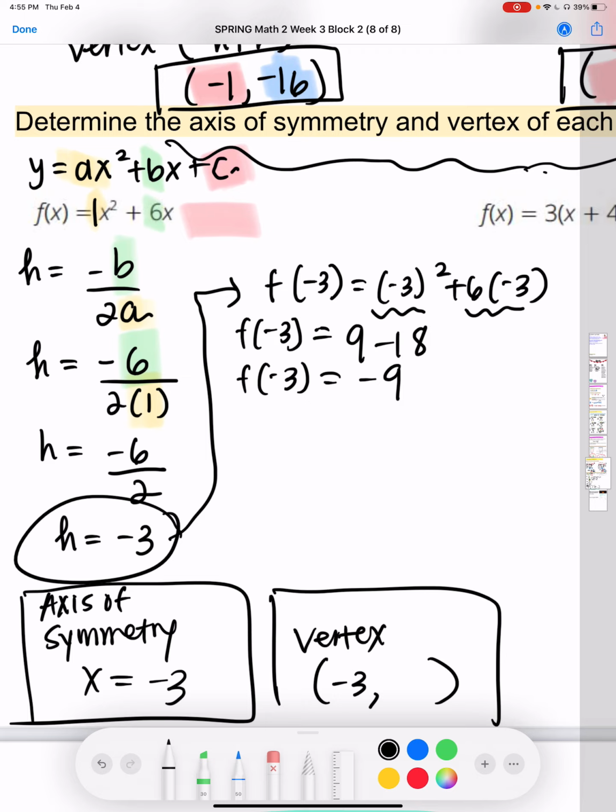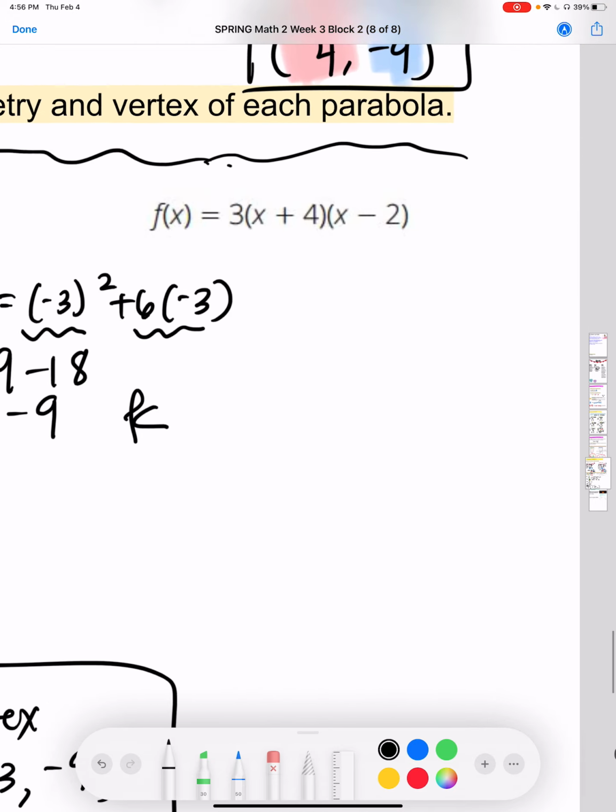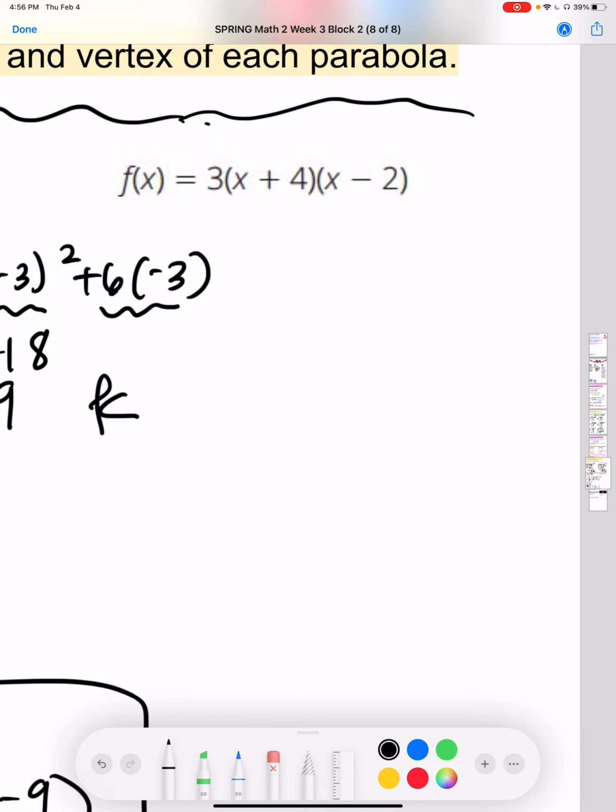That's my k coordinate. Okay, so that means k is equal to negative 9. So I'm going to plug that in there. And that's my answer. That's my axis of symmetry. That's my vertex. All right, I have one more problem to do. This one is in factored form. So let me write factored form up here really quick.